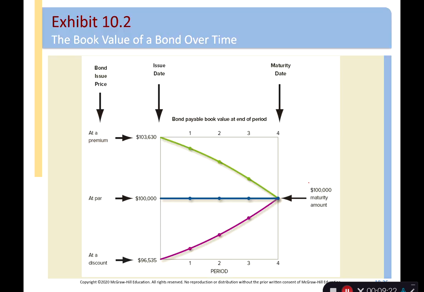This slide I really like because it's a nice picture of what's going on. The carrying value of a bond issued at par starts at face value and ends at face value, so it doesn't change. It's a nice flat line. If we issue a bond at a discount, it starts below face value and moves its way up to face value. And when a bond is issued at a premium, it starts above face value and moves its way down to face value. So we're always moving to the same place, which is the face value of the bond. At maturity, the bond always ends up at face value.